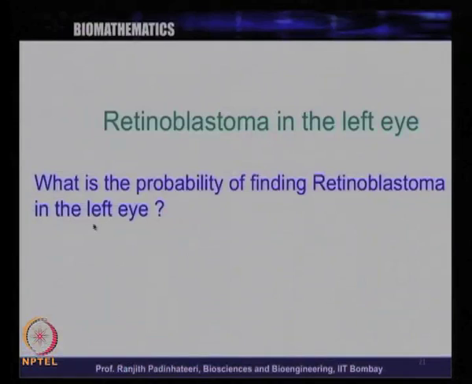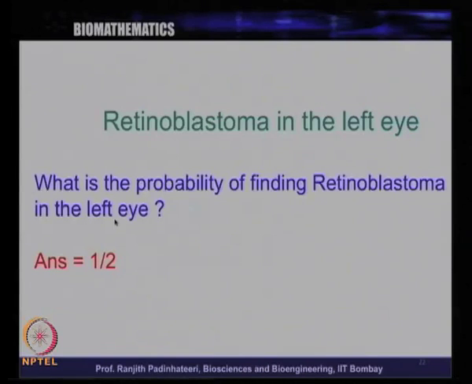It can come on the left eye or on the right eye, we do not know. So, there is equal probability, no particular preference for mutation. If you look at a large sample of people, there is no reason why it is on the left or on the right. It can be on either. So, the probability that you find the retinoblastoma on the left eye is half, because there are only two possibilities. It can come randomly on the right eye or on the left eye.